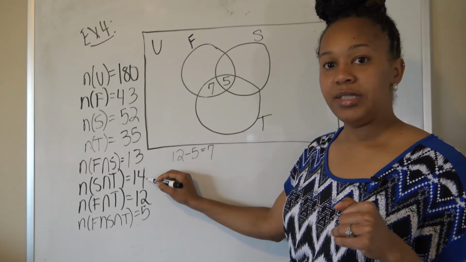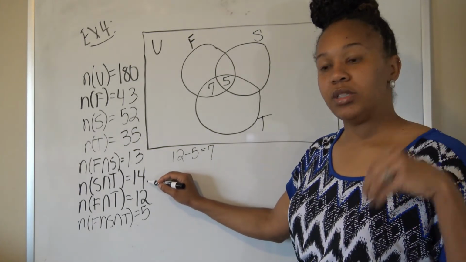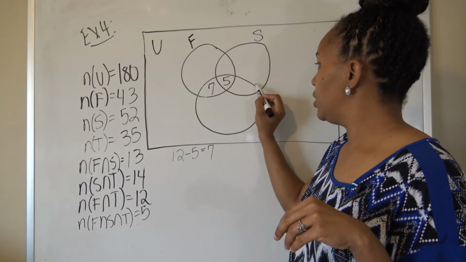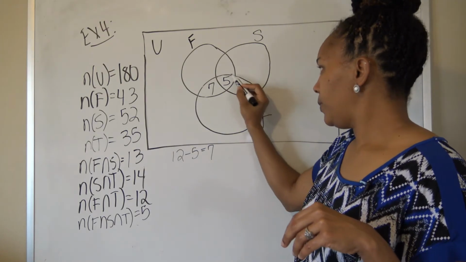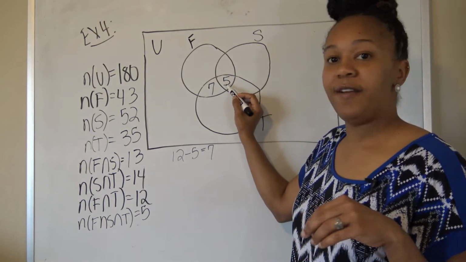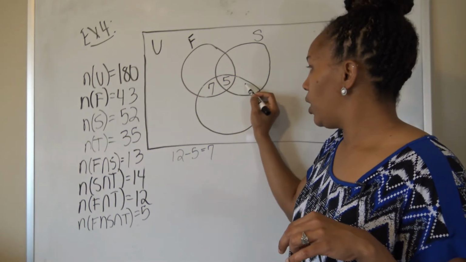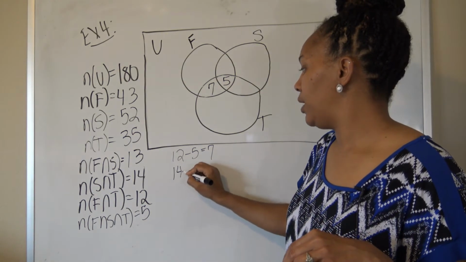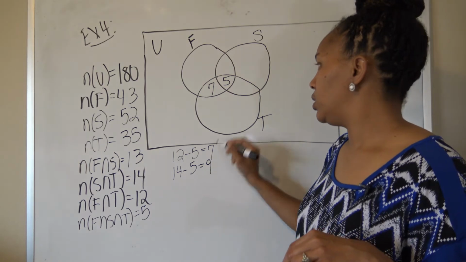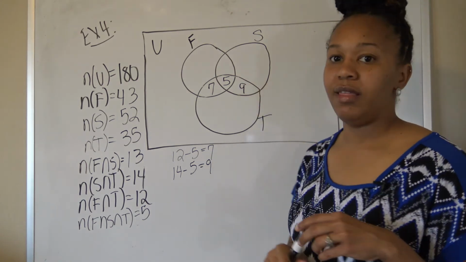The next thing is that the number in sports and tutorials should be 14. Well, sports and tutorials is here. It should be 14. There's already a 5 in there. So to figure out what goes in this region, I will do 14 minus 5, which is equal to 9. So there should be 9 in that region right there.